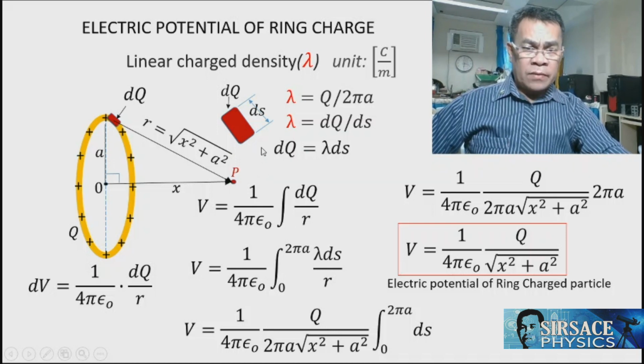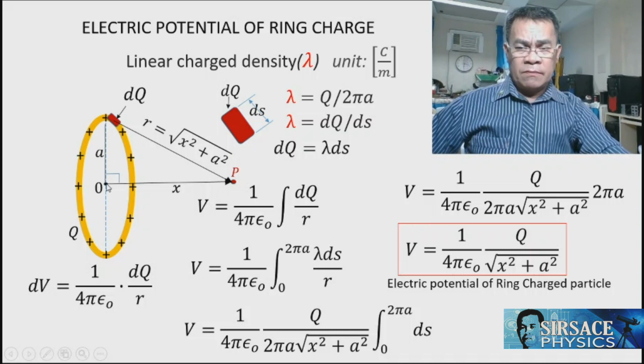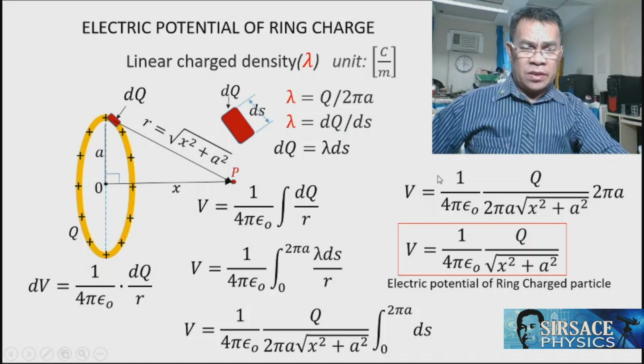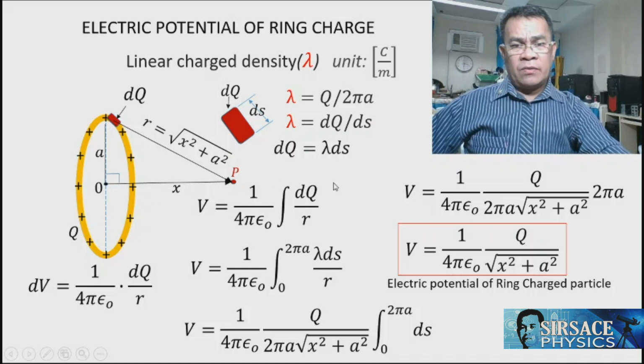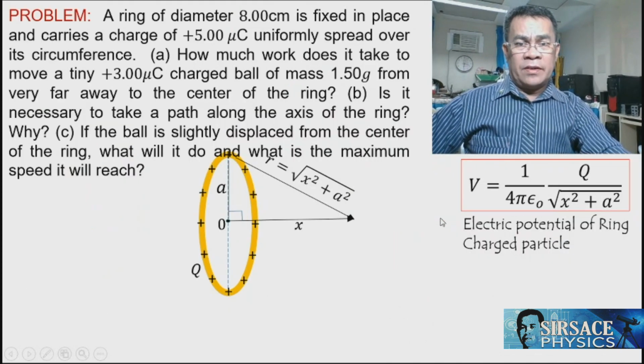Now question, what if you are asked to solve for the electric potential not along the axis from the center? The answer is, you cannot solve it. This is not applicable. You have another formula in order to solve for that problem. So in this problem, this is only limited to the electric potential at that point, extending x towards the far away distance. Okay, so therefore, now let's apply.